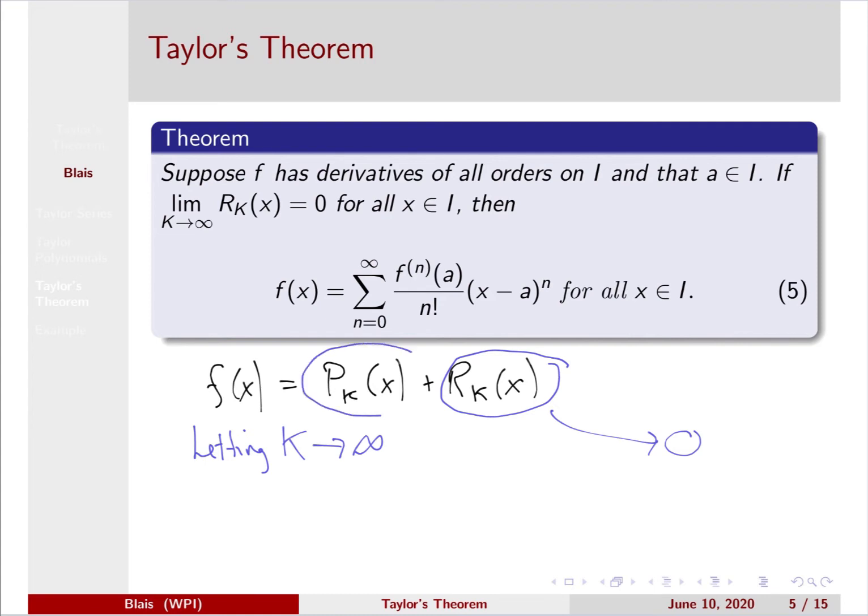So this Taylor polynomial as k goes to infinity approaches that Taylor series itself, and the remainder goes to 0. That's the essence of Taylor's theorem.